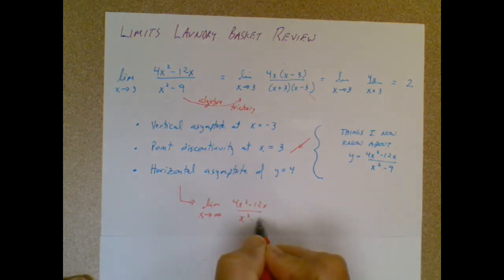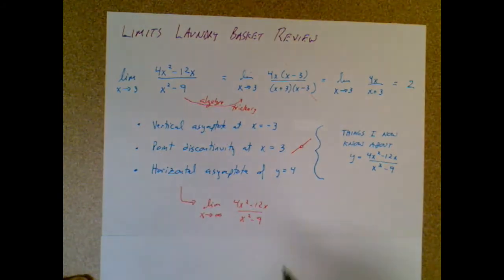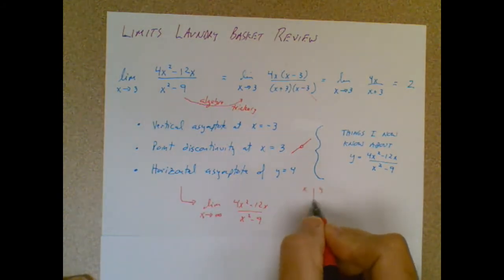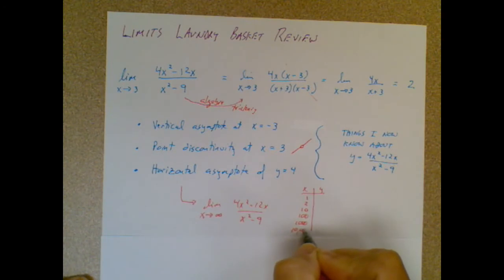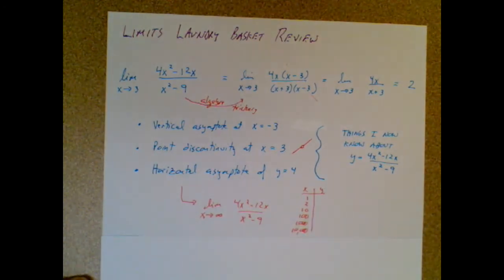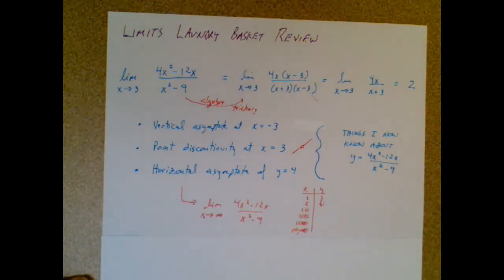Hopefully you recall that as I approach infinity, I would kind of daydream about doing a t-chart that looks like this. Now, if I was approaching negative infinity, I would just have negatives in front of all those. And I'm asking myself, what's the trend in my y values?